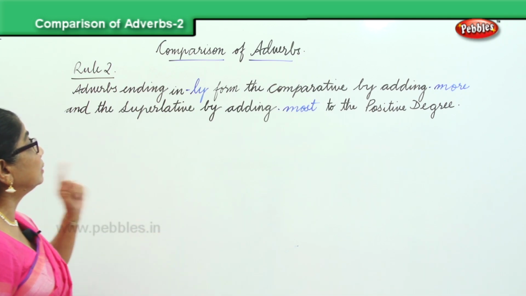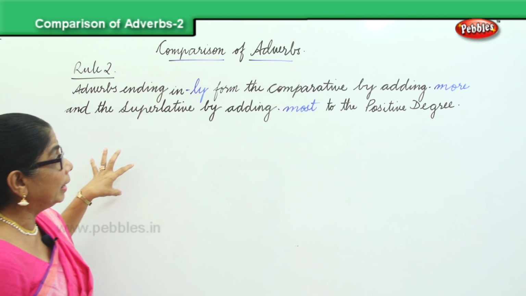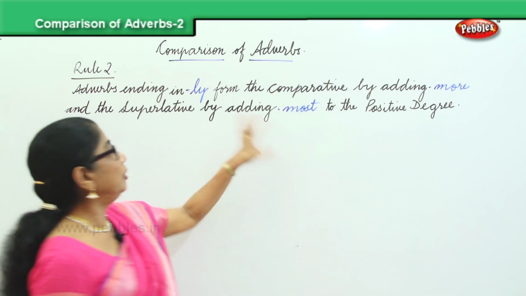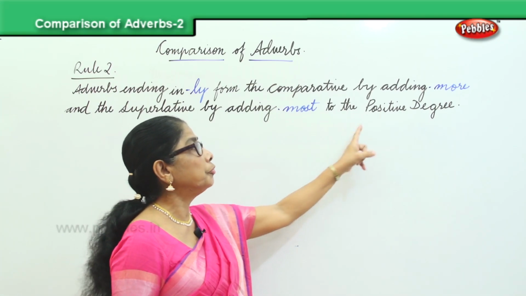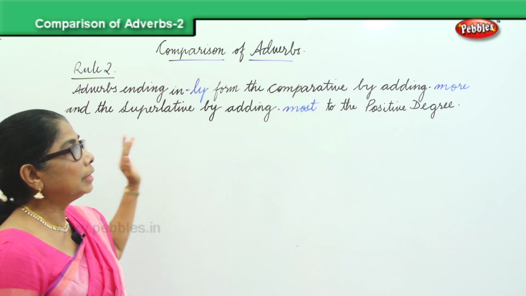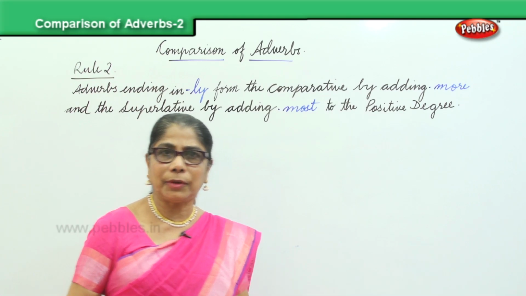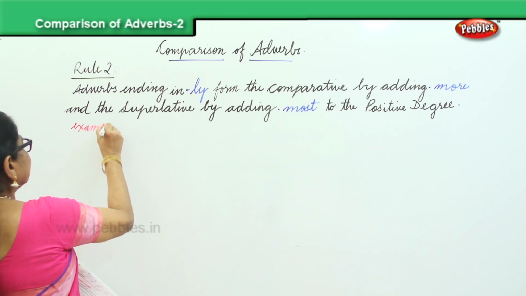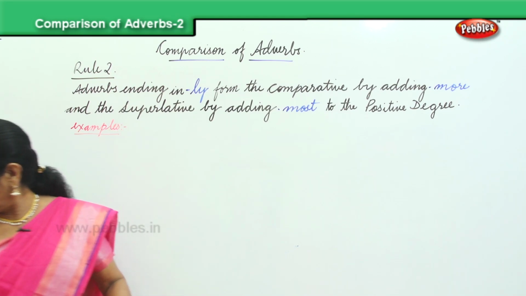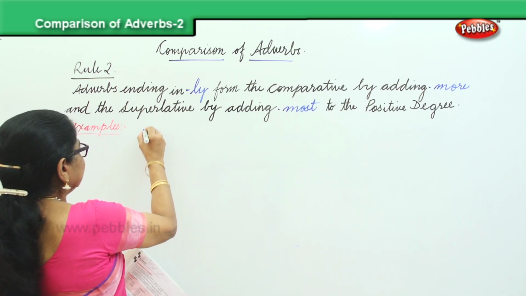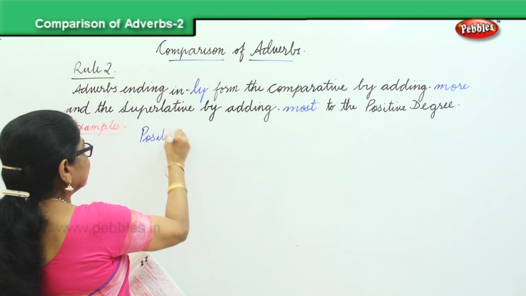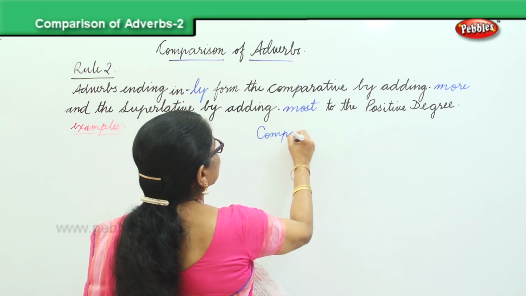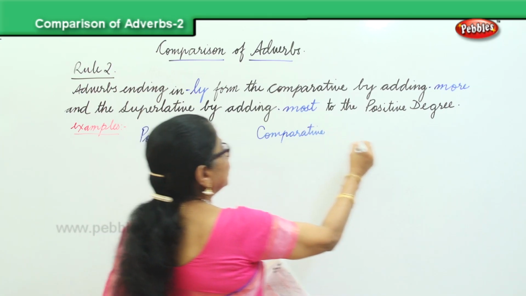We are looking at the second rule. The second rule says, adverbs ending in ly in the positive degree form the comparative by adding more, and we form the superlative by adding most to the positive degree. So you will get more whatever, most whatever. Okay? Now let's look at the examples I have for you. Positive, comparative, superlative.